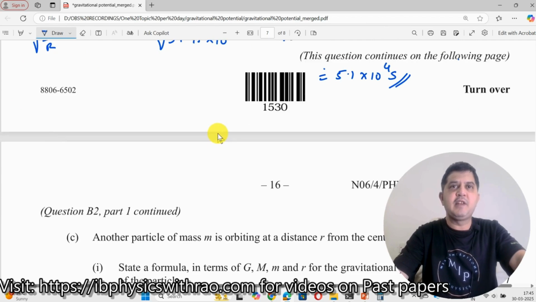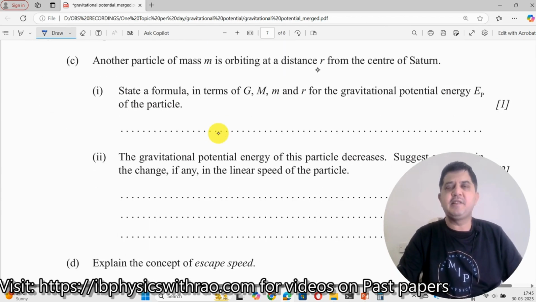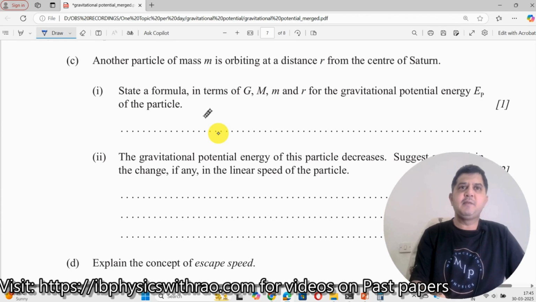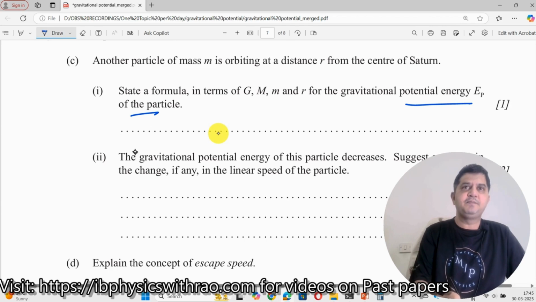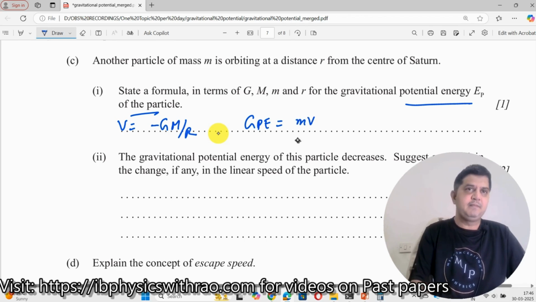Okay, now let us go on to the next one. Another particle of mass m is orbiting at a radius r from the center of the Saturn. State a formula in terms of G, M, small m and r for the GPE of the particle. How do you write GPE? So V is given by minus GM divided by R. And GPE is nothing but m times V, mass times the potential, which should now be equal to minus GMm divided by R.